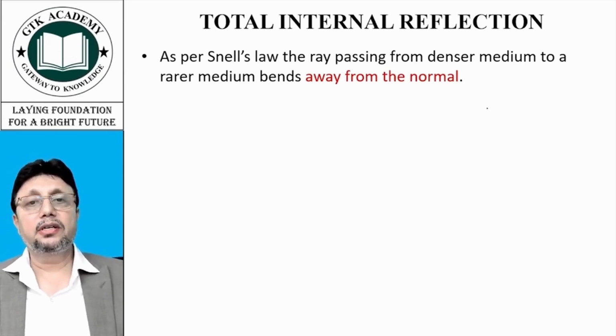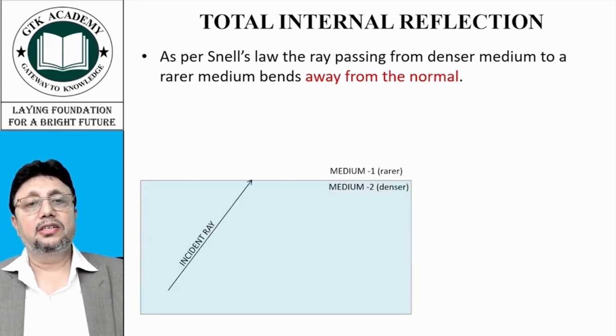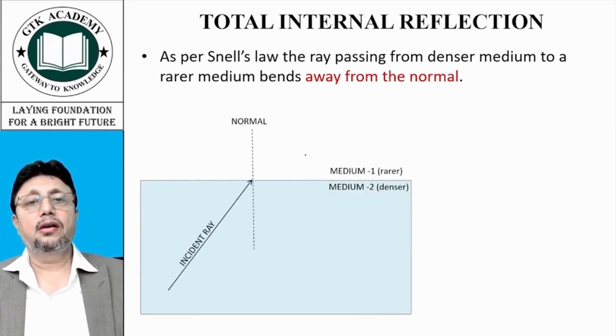Again, we are going to depict it with some proper figure. See, this is denser and rarer. Light ray is incident. Now, light ray is going from denser to rarer. We have to draw the normal. This is angle of incidence, which the incident ray makes with normal. Had it gone straight, this dotted line would be its path, but it bends away from the normal.